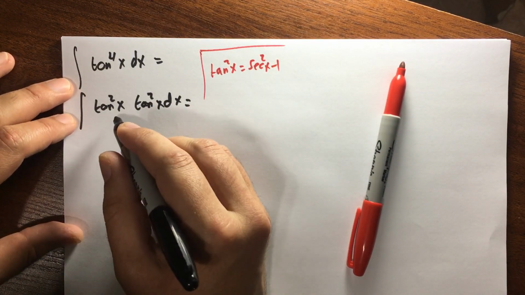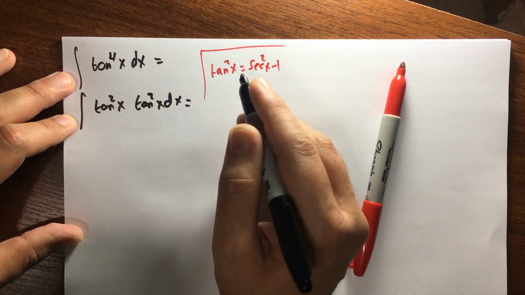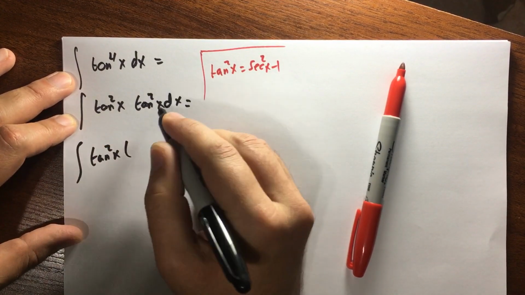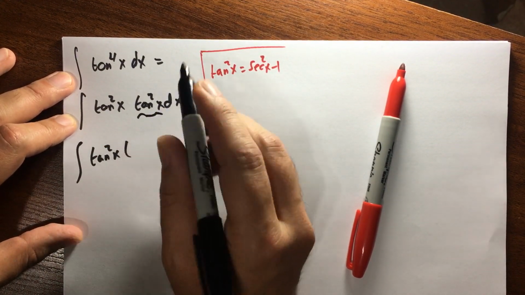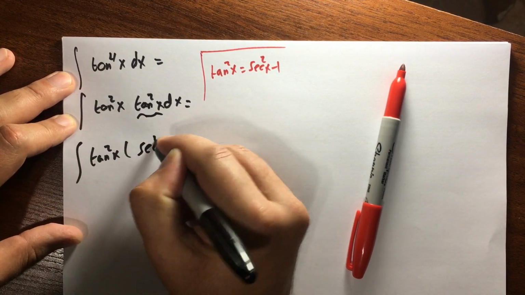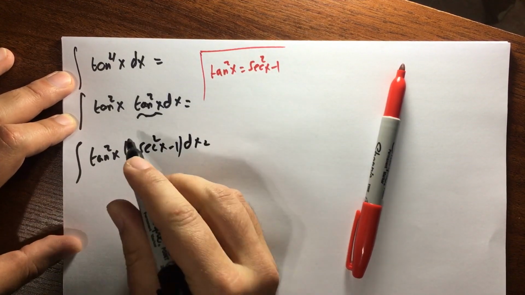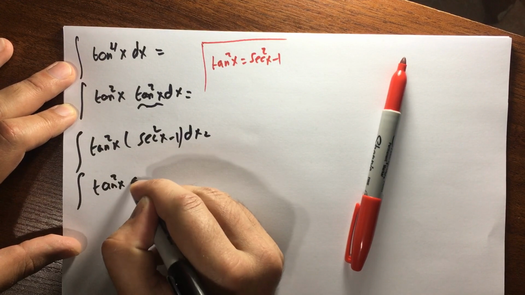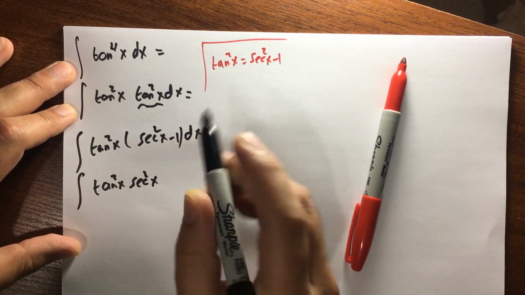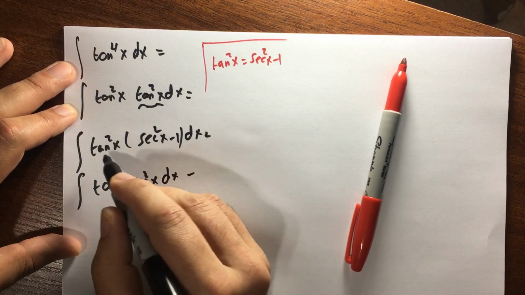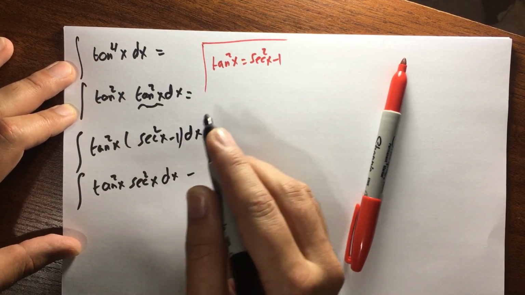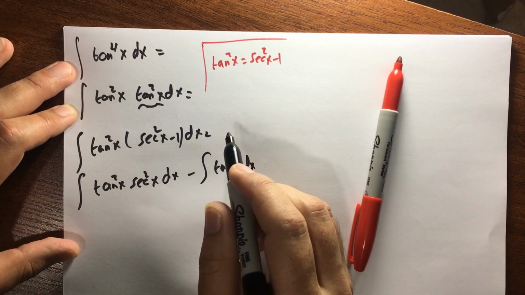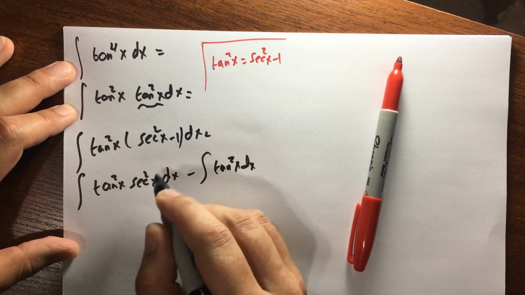We replace one of the tan squared x by this identity, so this equals the integral of tan squared x times, replacing the other tan squared x with secant squared x minus 1, dx. We now multiply across the parentheses, so we have tan squared x secant squared x dx minus, now we have tan squared x multiplied by 1, which is tan squared x dx. We now evaluate each of those parts.